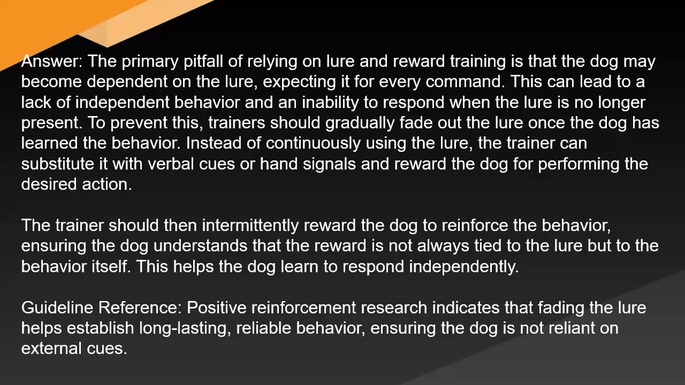present. To prevent this, trainers should gradually fade out the lure once the dog has learned the behavior. Instead of continuously using the lure, the trainer can substitute it with verbal cues or hand signals and reward the dog for performing the desired action. The trainer should then intermittently reward the dog to reinforce the behavior, ensuring the dog understands that the reward is not always tied to the lure but to the behavior itself. This helps the dog learn to respond independently. Guideline reference. Positive reinforcement research indicates that fading the lure helps establish long-lasting, reliable behavior, ensuring the dog is not reliant on external cues.